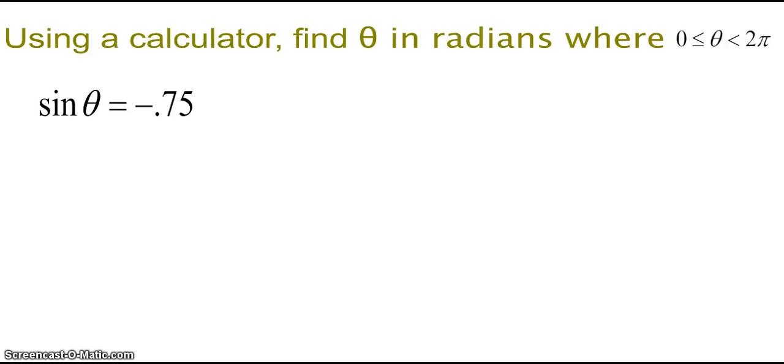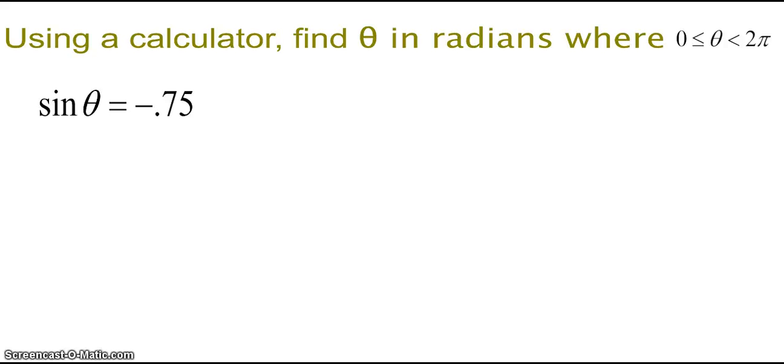Why are we doing that? Because we're going to compare it to this problem. So this is a slightly different problem. Using a calculator, find theta in radians, where theta is between 0 and 2 pi, and the sine of theta is negative 0.75.